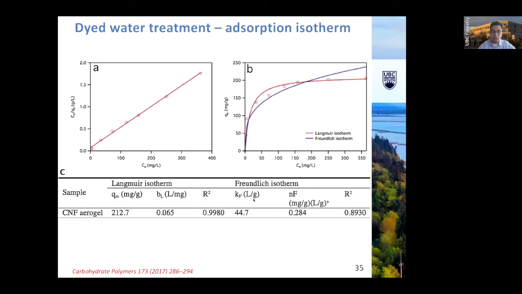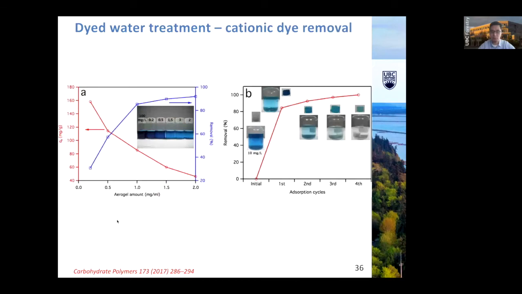So we show very high dye absorption. From the long mule, we feed both long mule and the front leg. The long mule is basically showing the better filling. The maximum absorption capacity is about 212 milligram per gram, which is very high. And also this can be regenerated.